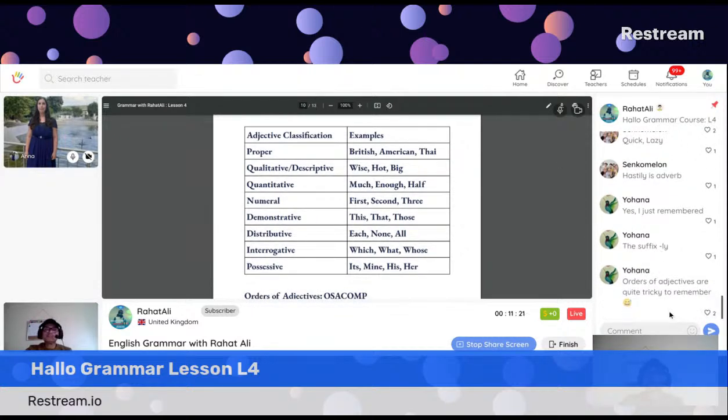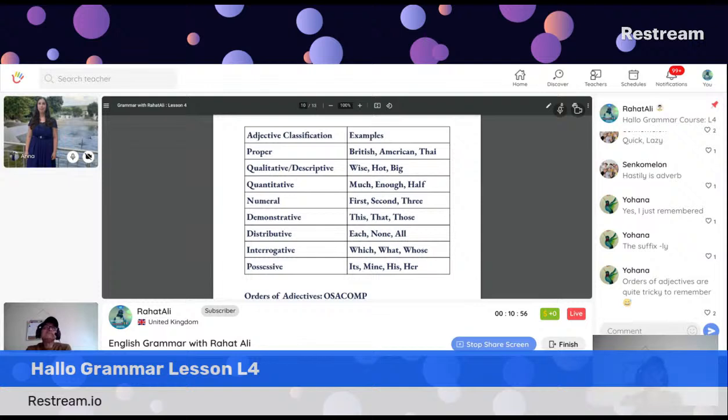Yes, there is an order of adjectives. That is the amazing part. Okay, tricky to remember. That's why I've given you this OSACOMP. We are coming there in a moment, Johanna. Okay, next one is qualitative or descriptive. As I say, it's like wise, hot, big. If you can give me another example, Anna, of qualitative adjectives.